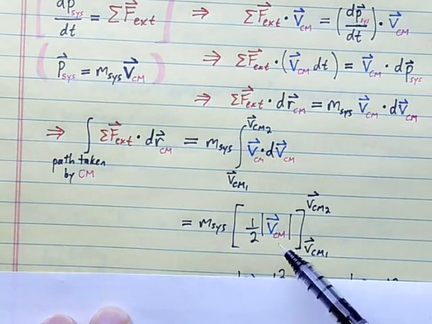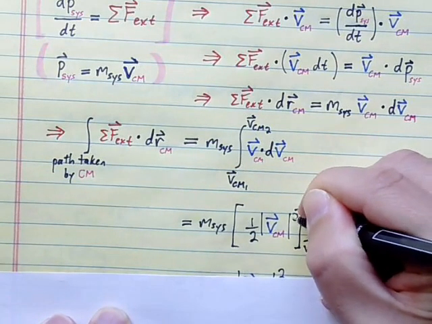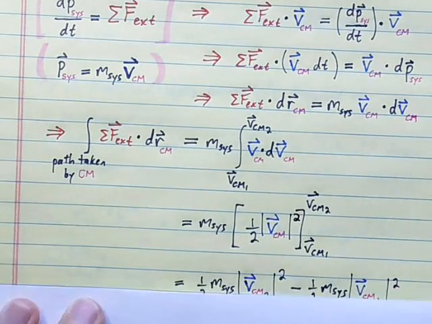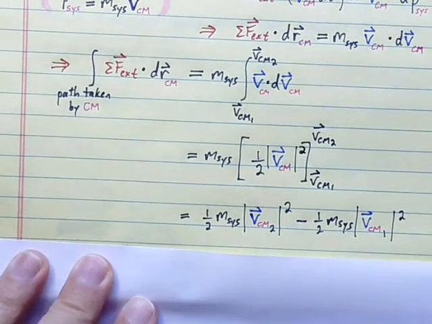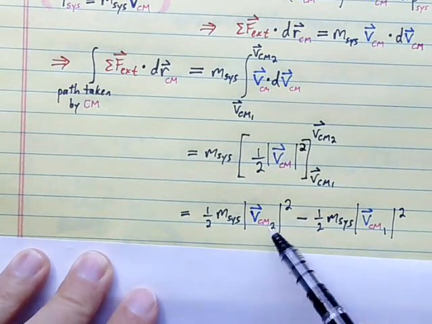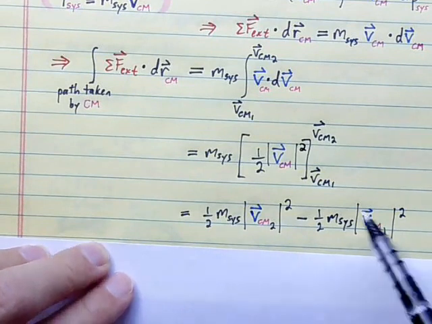of the center of mass, so, squared. And we'll evaluate that at the initial and final values of the speed of the center of mass. So we get 1/2 times the mass of the system times the final value of the VCM squared minus 1/2 the mass of the system times the initial value of the VCM squared. Terms that look like kinetic energy.